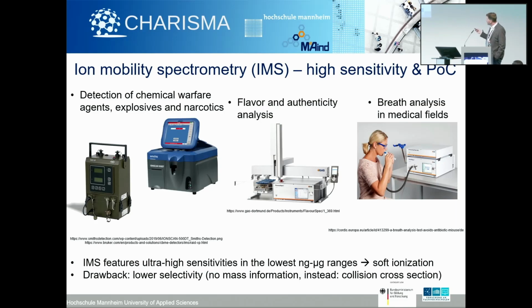You probably talked to Thomas Wattelmann from GAS. They're producing the instruments that we use, which are really, really sensitive in their detection limits. We can go to the nanogram per microgram ranges per liter or volume, depending on what you're measuring, due to the fact that we're using soft ionization. That's one of the big pros. The drawback, however, is that the selectivity is comparably low, because analytical chemists are used to having mass-to-charge information, which is still something you need to consider, whether it's high resolution or low resolution.